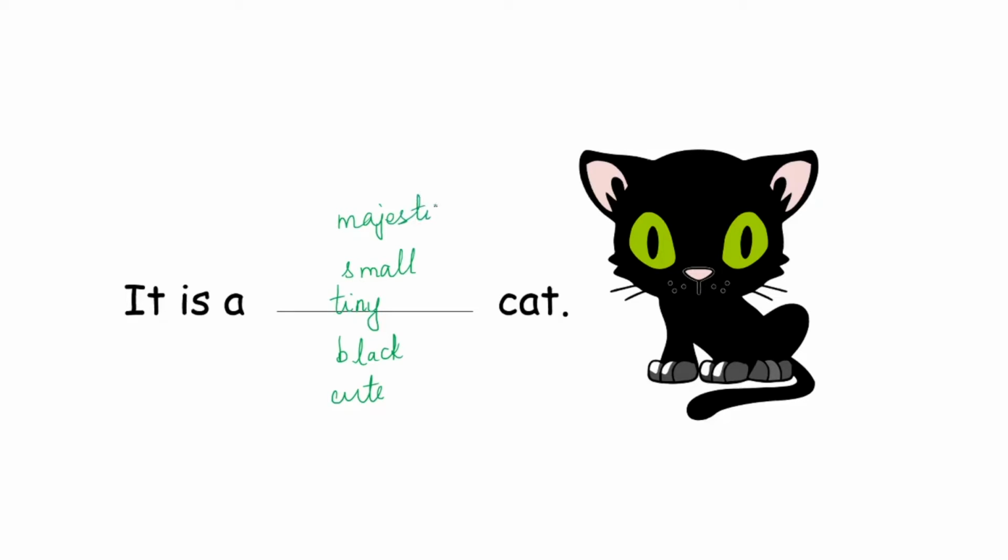So how was the cat? The cat is small or the cat is tiny. So words like majestic, small, tiny, black, cute, etc. are examples of adjectives as these words describe the noun.